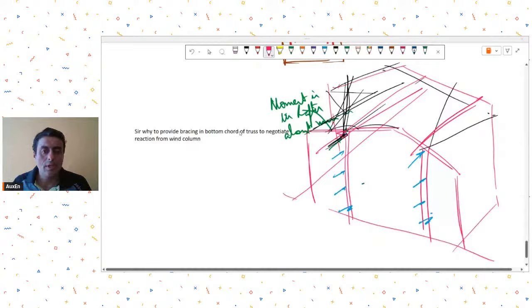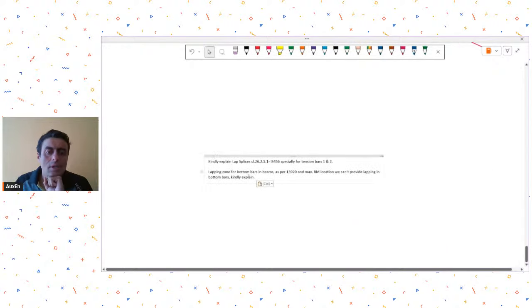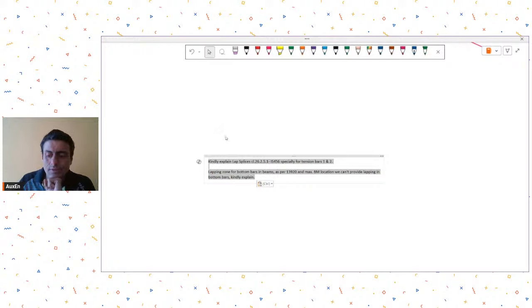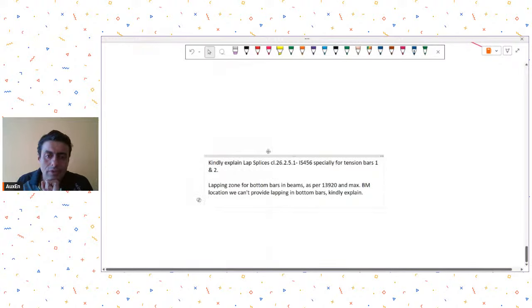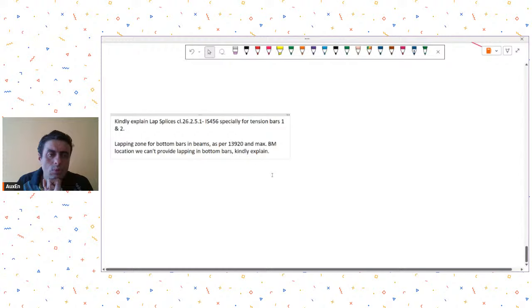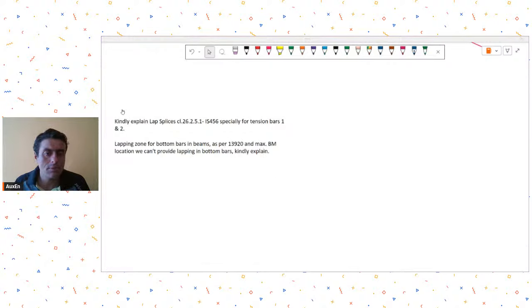Then the next query has been asked by Engineer Prakhar Mishra. He is from Delhi. He is a working professional, and what he is saying: kindly explain the lap splices clause given in IS 456, especially for tension bars 1 and 2. Where are tension bars 1 and 2? I think he had shared one image also. So let me see the image. Okay, he has not shared any image. He has actually shared the codal image, the screenshot of the codal provision.